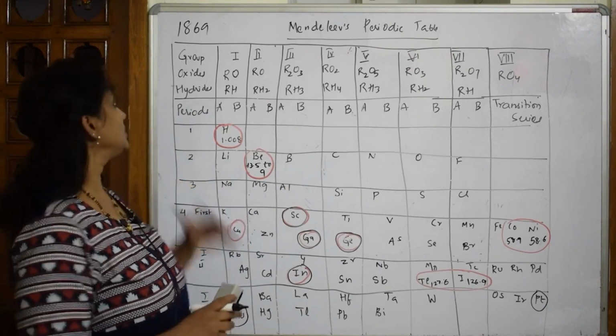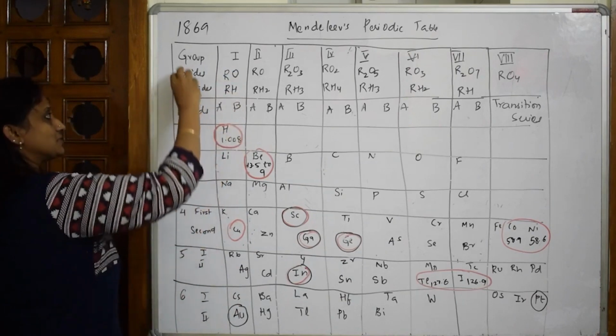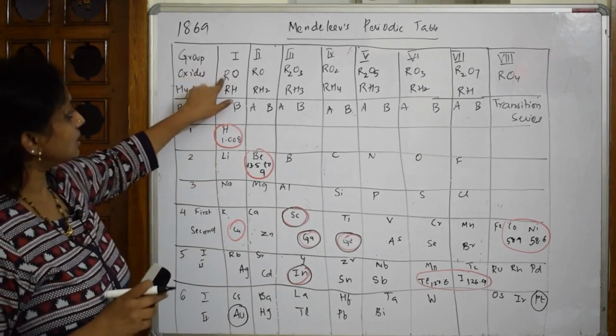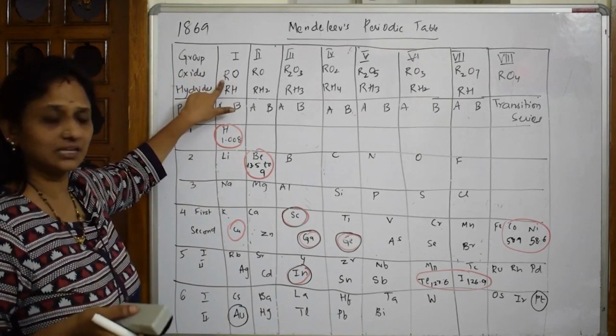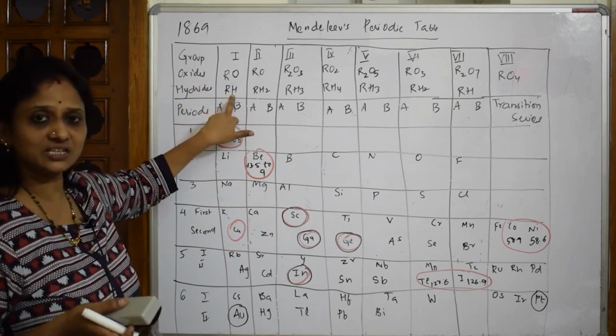After that, what did he do? After dividing, he has divided the elements under two categories. What is that? First, he picked up the oxide form of that and then the hydride form. So R stands for that particular element and the O stands for oxide form. R the element as well as H stands for hydride.